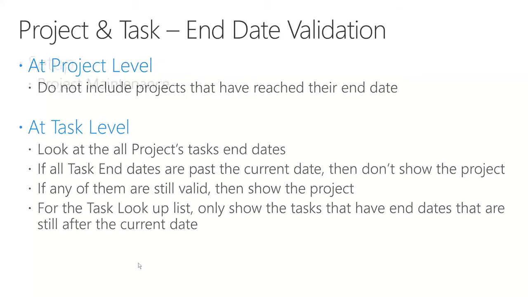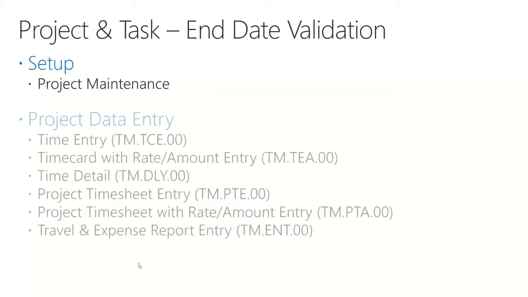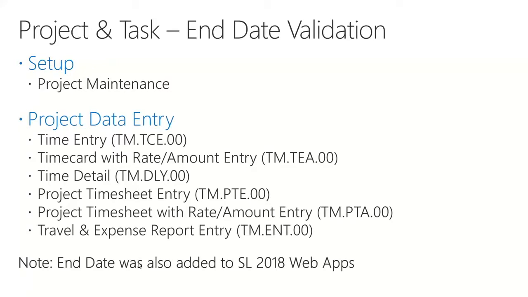It'll automatically take care of it for you. So where does this happen? Again, you set it up that you want to turn it on in each project maintenance. Some projects you might want to have it on, some you say, Jeff, we don't need this. Perfectly fine. Where it's impacting initially is in time card entry, project timesheet entry, and travel and expense. It also works the same in web apps. So if you've got the latest version of web apps with 2018, that will also work with them as well.